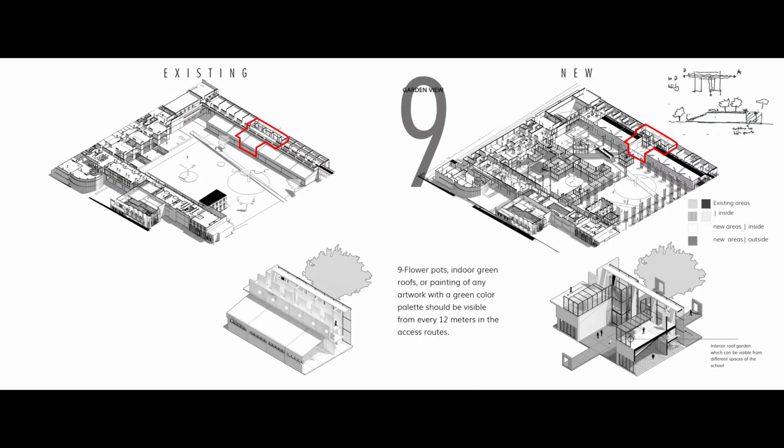Garden view. Flower pots, indoor green roofs, or painting of any artwork with a green color palette should be visible from every 12 meters in the axis routes. So here I use this diagram for two principles, but here in the existing I had the dance floor. Now I break it and create another connection to the street outside.